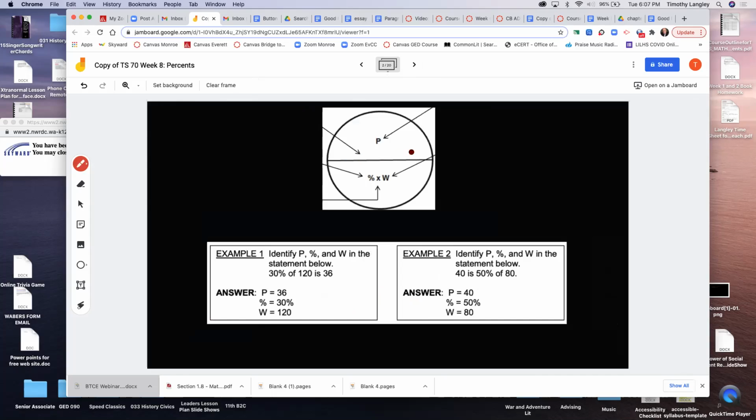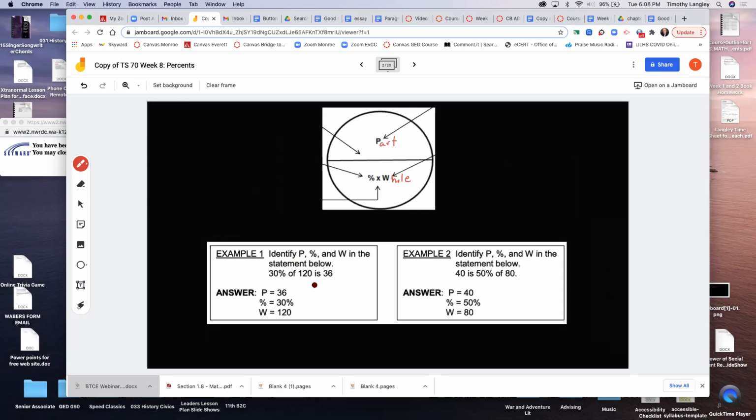So the first thing I'm going to do, you can see again on this next slide, I've got the same circle and the P stands for the part. Okay, you're trying to find a part of something. The W we already wrote down stands for the whole. Okay, and of course the percent stands for the percent. Okay. So in my example here, and you don't have to copy these, by the way, these are just examples I want you to look at. So just relax and try to follow along with me. Identify the part, percent, and whole in the statement below. 30% of 120 is 36.